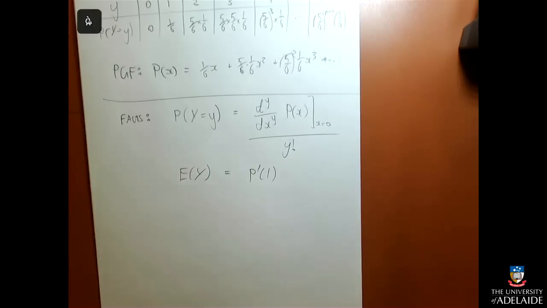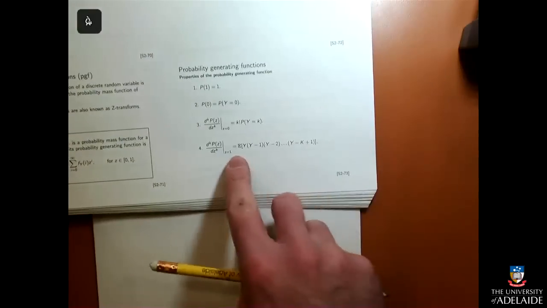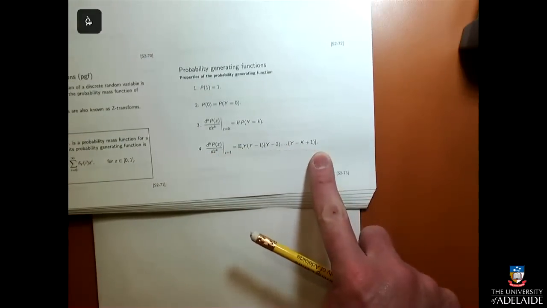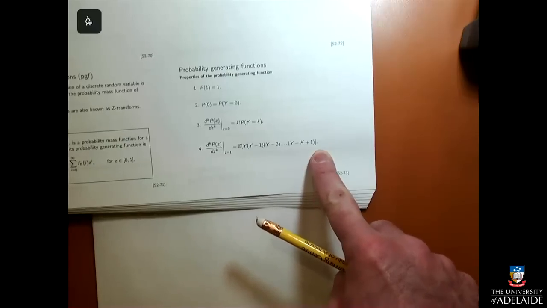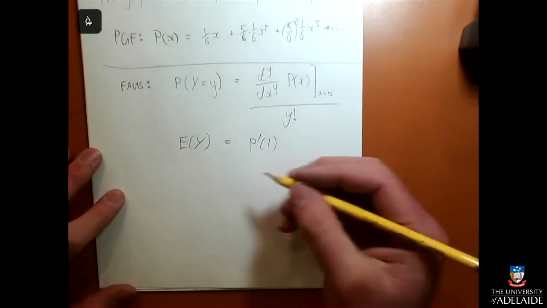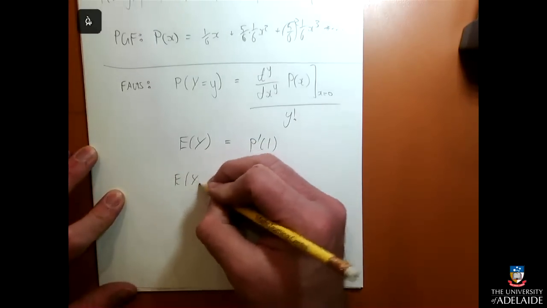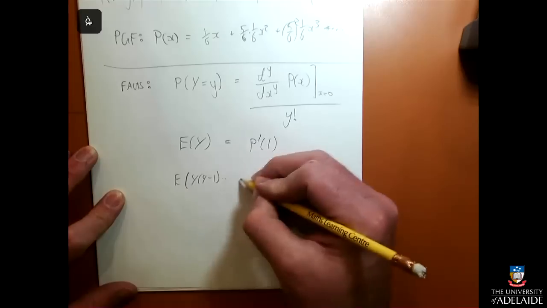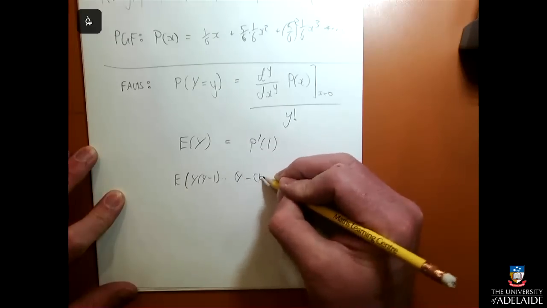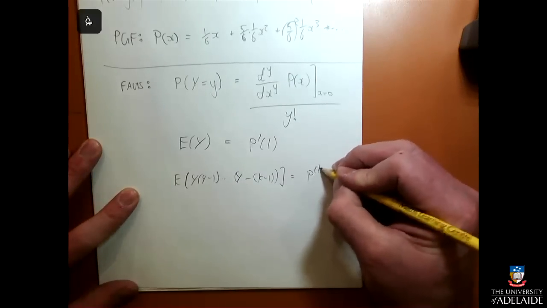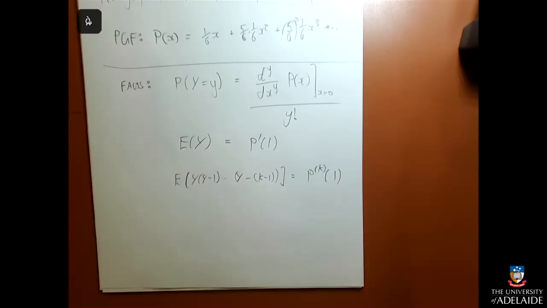And there's this other thing in the notes. If you differentiate it enough times, it's the expected value of that thing times whatever. So I'm just going to write that down. There's this general version: the expected value of y times y minus 1 up to y minus k plus 1 is the kth derivative evaluated at 1.